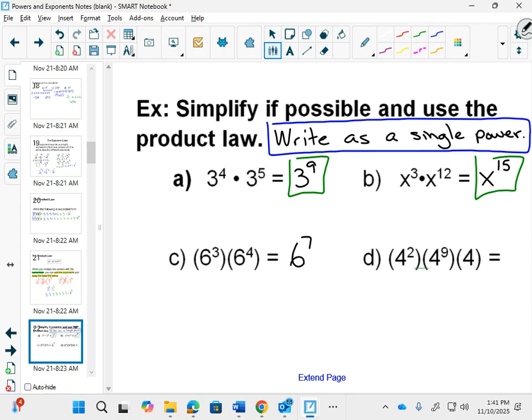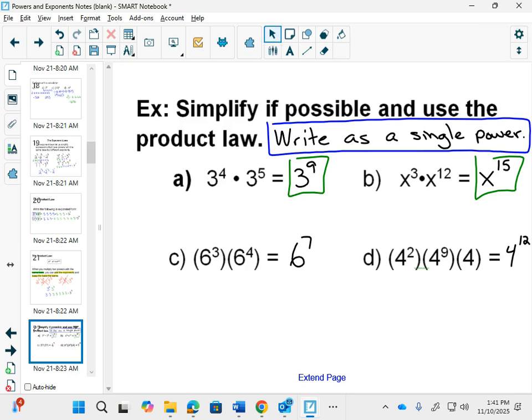Did you get 4 to the 12? Wait, I got 11. Well, there would be 11 here. With these two, there's 11, and then there's one more, makes 12. Wait, how? How on that one?